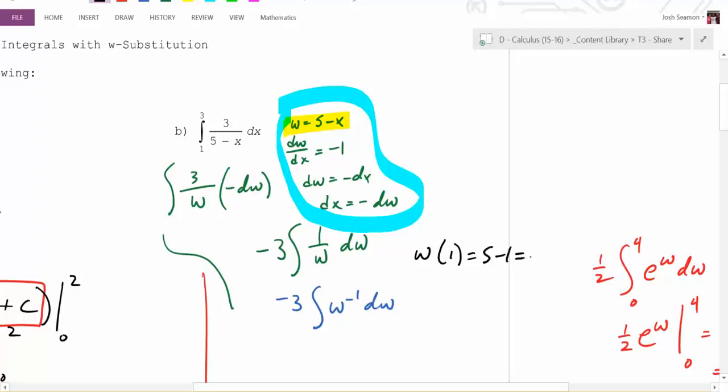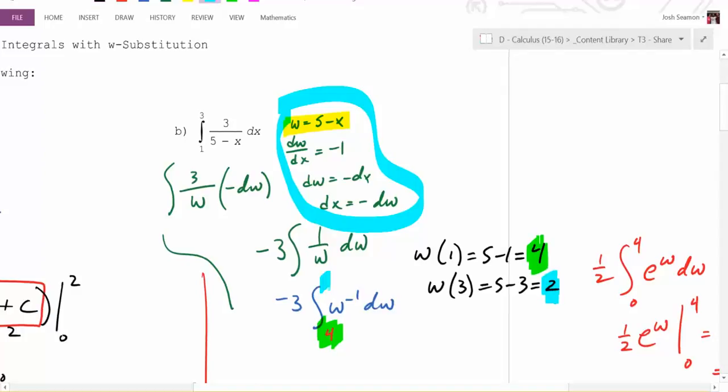5 minus 1 is what? 4. So what's the lower limit of integration? So this number goes right there. What is that going to be? It's going to be 4. And then you do w evaluated at what? 3. So that's 5 minus what? 5 minus 3 is 2. So that number goes right there.